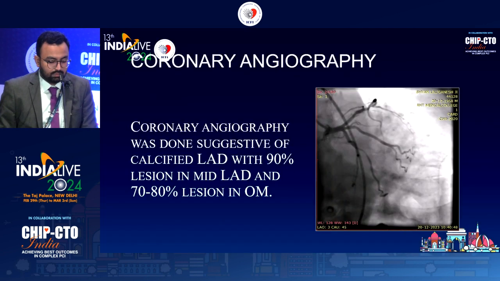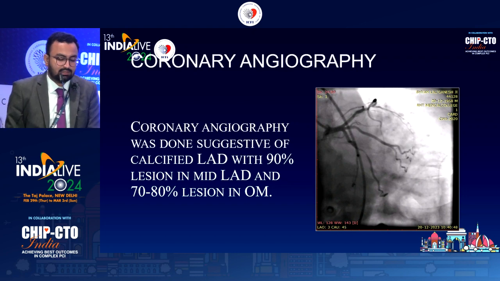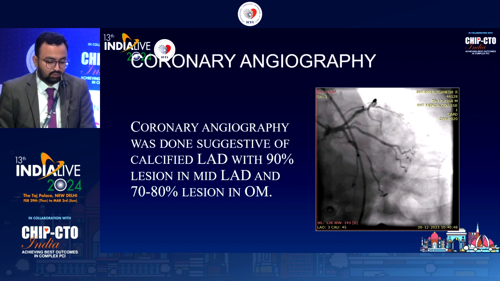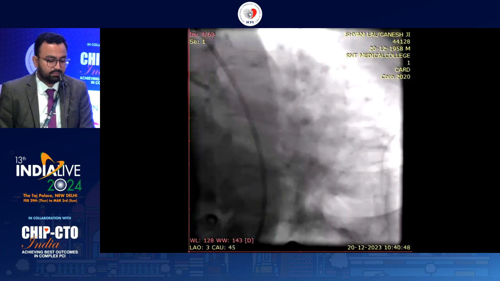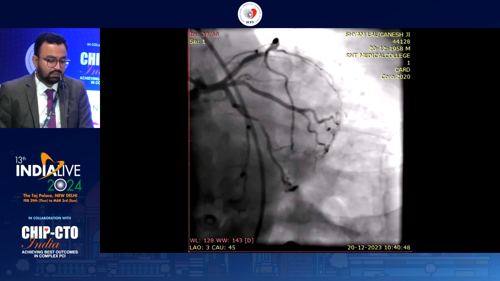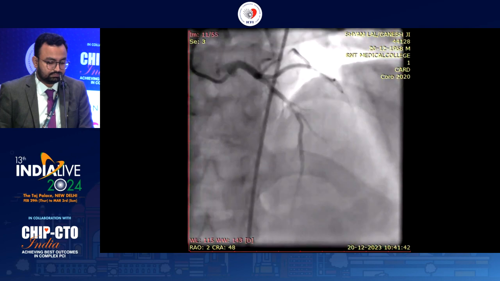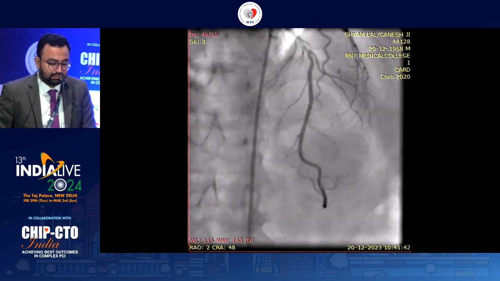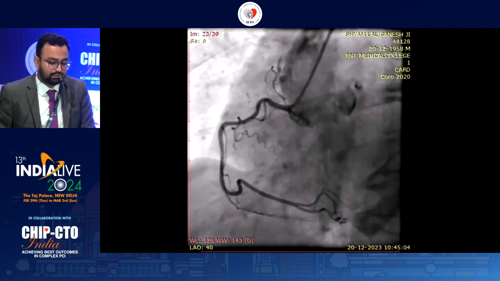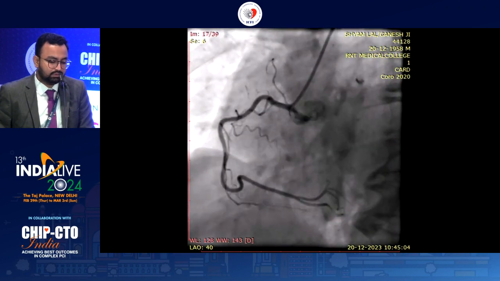This was the angiogram. Angiogram was showing a 90% lesion in the mid LAD and a 70 to 80% lesion in the distal one. This was the angiogram. This epicardial view is showing that there is nearly a 90% lesion. RCA was normal.